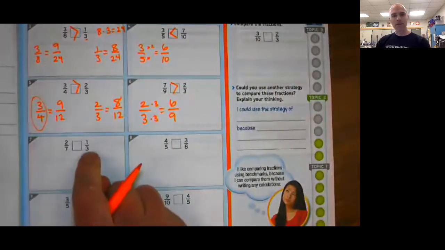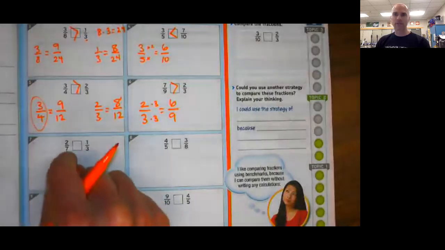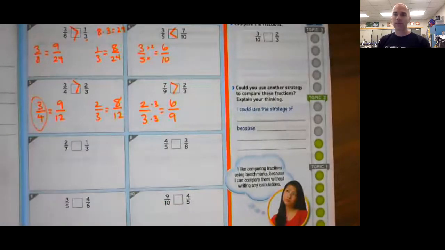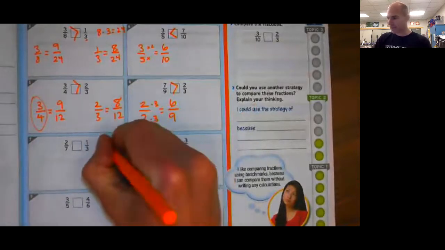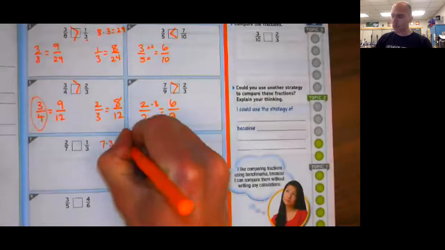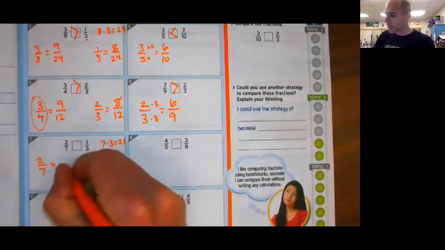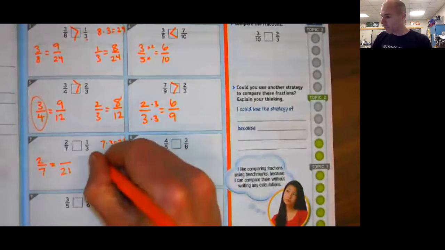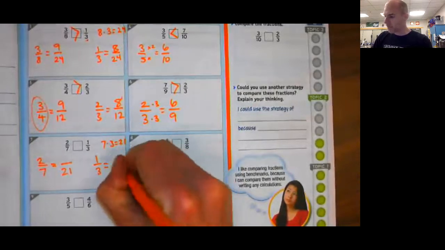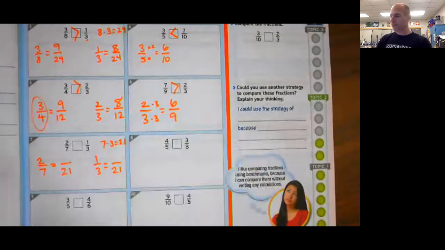Next, we got thirds and sevenths. And I can't think of any low numbers that 3 and 7 both go into. 7, 14, so 21, which is also just 7 times 3, right? 7 times 3 equals 21. So that means that 2/7 is equal to something over 21, and 1/3 is equal to something over 21.